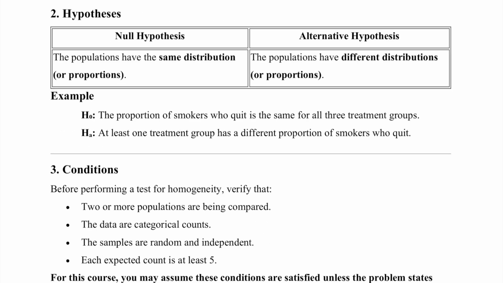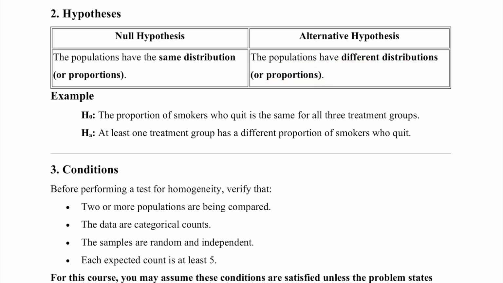Next, let's write the hypotheses. The null hypothesis states that the populations have the same distribution or proportions. The alternative hypothesis states that the populations have different distributions or proportions.